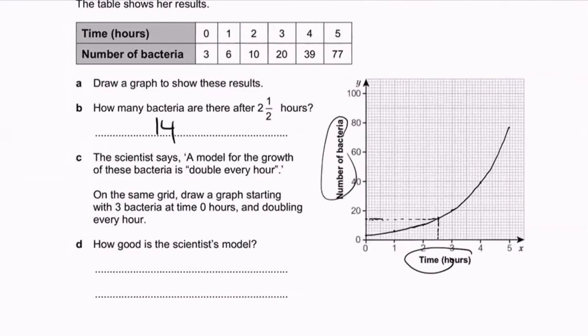The scientist says a model for the growth of these bacteria is double every hour. On the same grid, draw a graph starting with 3 bacteria at time 0 hours and doubling every hour. Doubling every hour means the number of bacteria equals 2 times the hours.